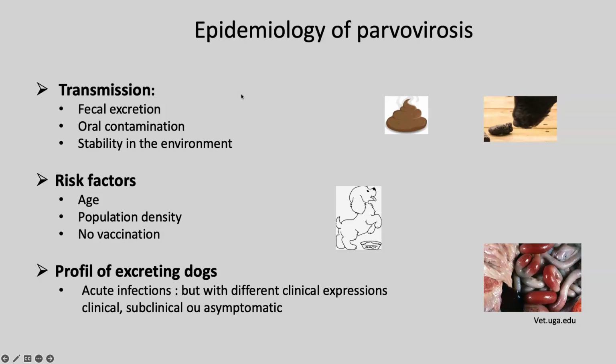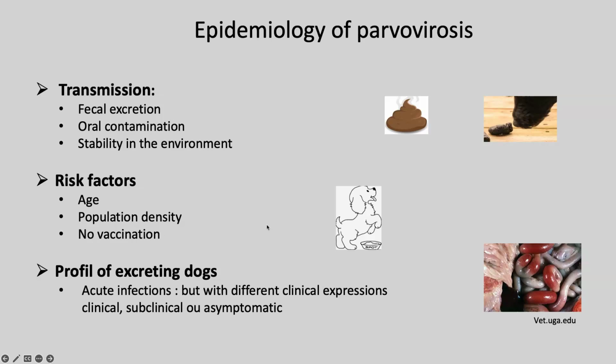Parvovirus, as you all know, is excreted with feces, and contamination occurs by the oro-fecal route. One of the characteristics of this parvovirus is its high stability in the environment, which means that more or less all dogs are at risk. Nevertheless, we know that some risk factors have been demonstrated, like age. Young dogs are more susceptible to infection, as well as population density and, of course, the absence of vaccination.